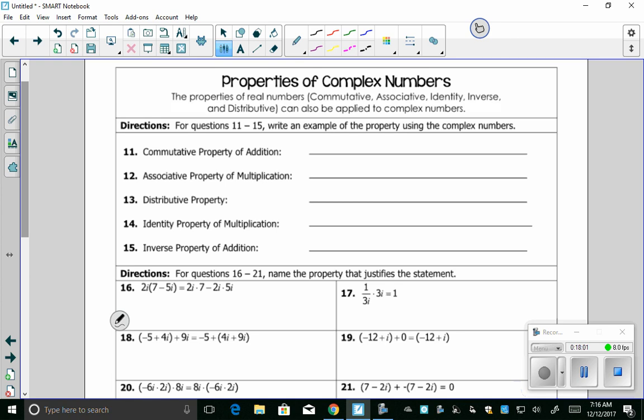Well, the commutative property of addition is something that looks like this. If I have 3 plus 2, it equals 2 plus 3. So I just change the way that it's written. So if I want to use a complex number, you can say, okay, 3 plus 4i equals 4i plus 3.